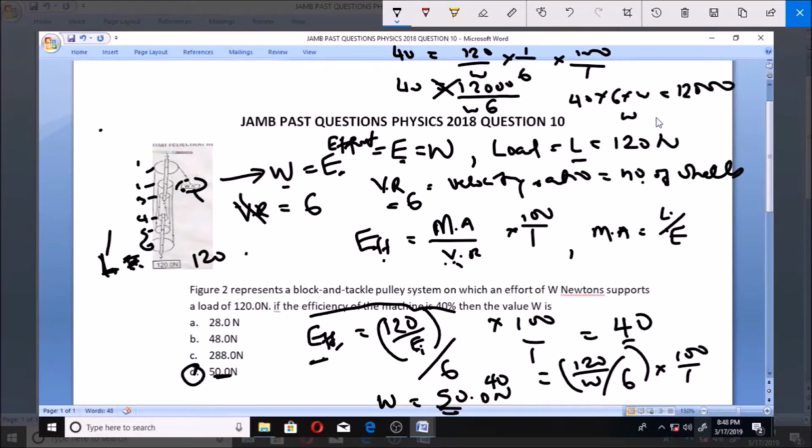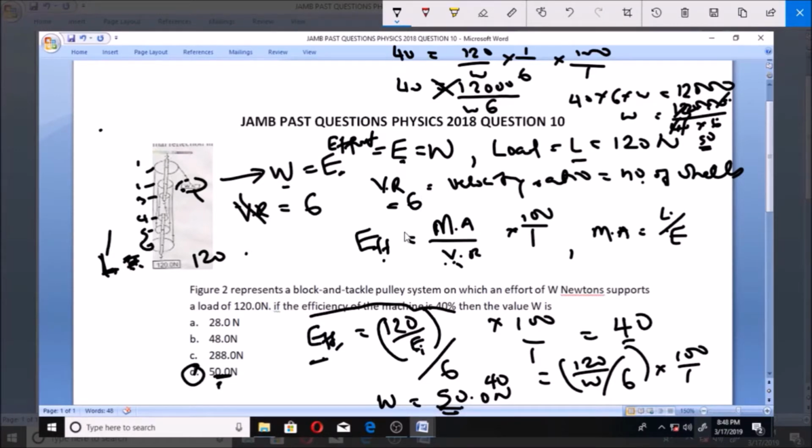So make W the subject, we have W equal to 12,000 all over 40 times 6. So if you cancel out, you get 50. So how do you cancel out? 0 here cancels 0. You have 4 here cancel 12, which will give us 3. So you have 300, 30 into 6 is 5. Then 0, 0. So we have 50. So that's how we come about 50 newtons. So the correct answer is D, 50 newtons.